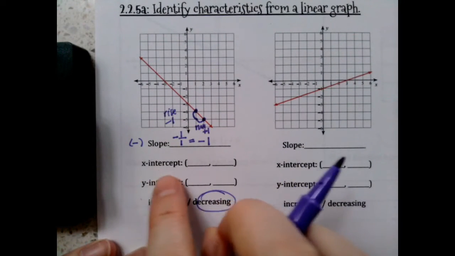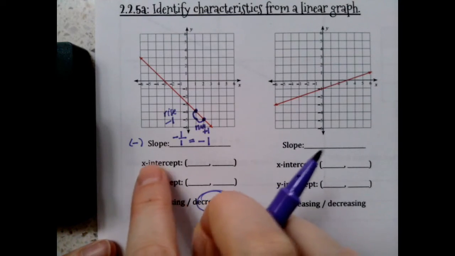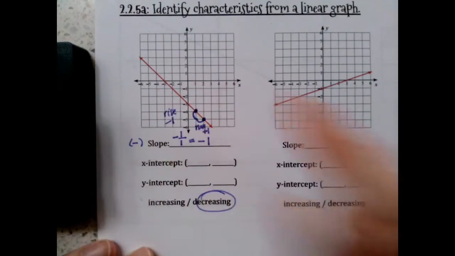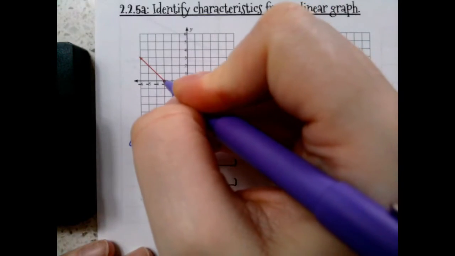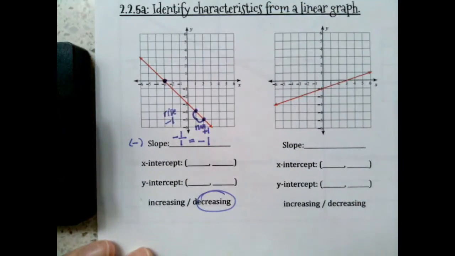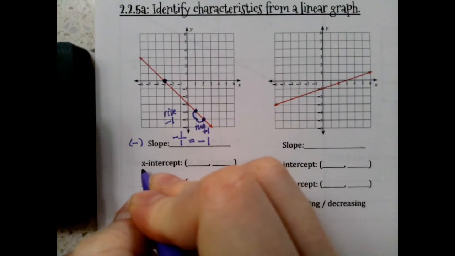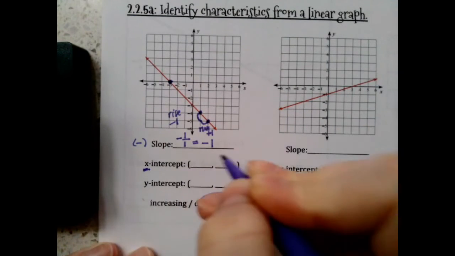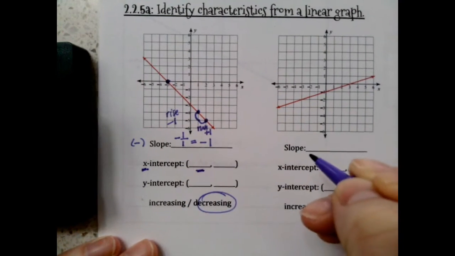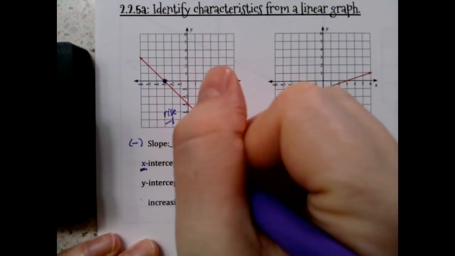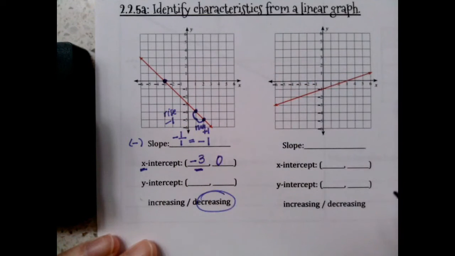Now we're going to do our intercept. The x-intercept is where we cross the x-axis. So I'm going to look to see where we cross the x-axis. That is at -3. And since this is an x-intercept, the number needs to be in the x spot. So -3, 0.